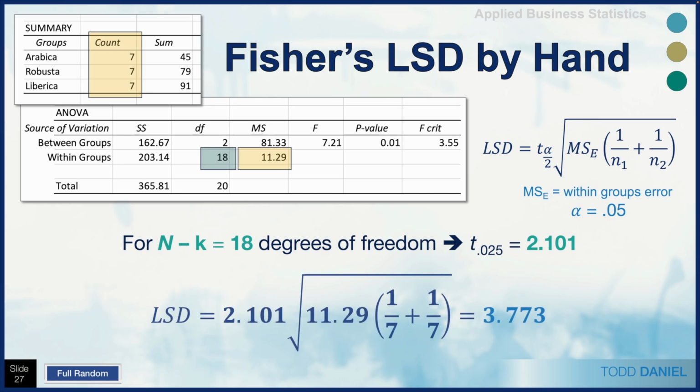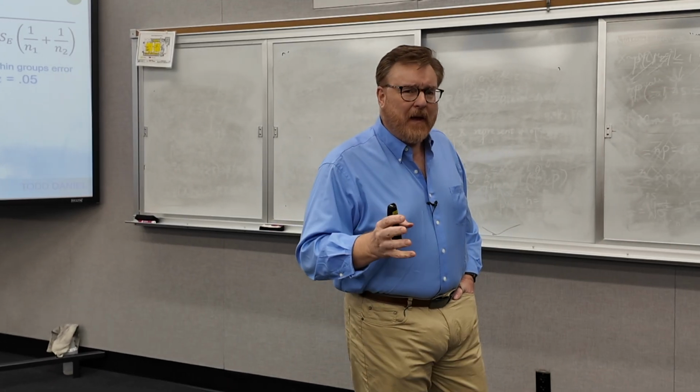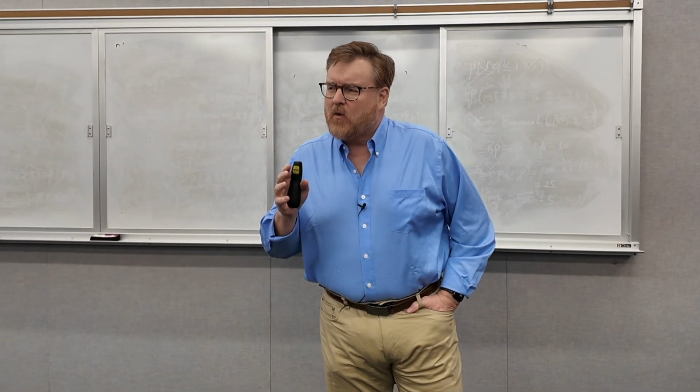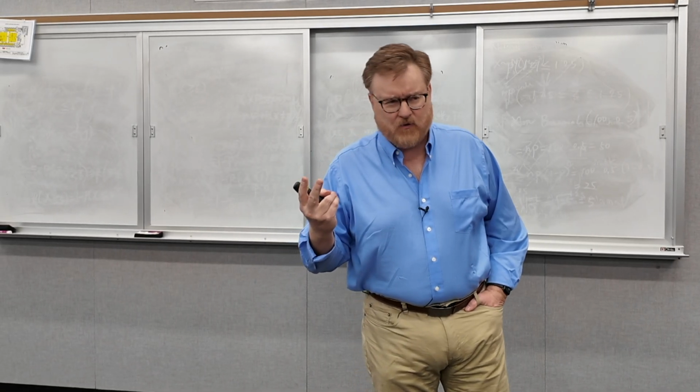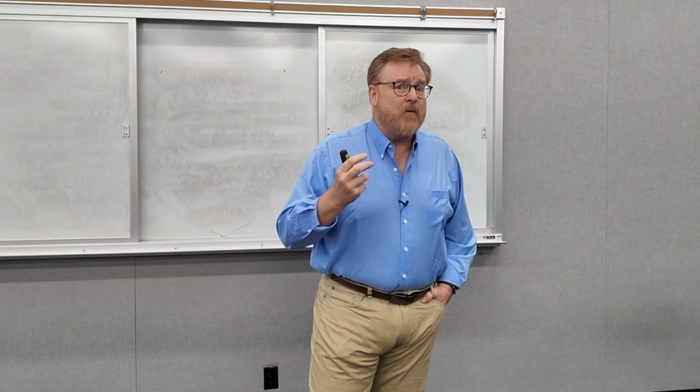That is what goes in this part of the equation, 2.101, times the square root of your mean square within, 11.29, times 1 over each of the 2 sample sizes. And for that, we get an outcome, an LSD value of 3.773.